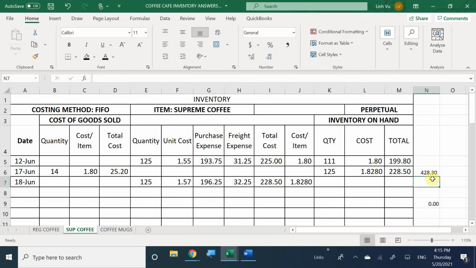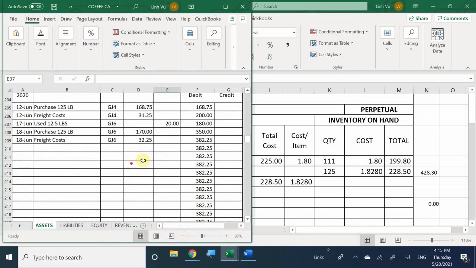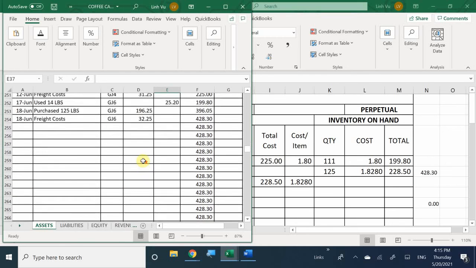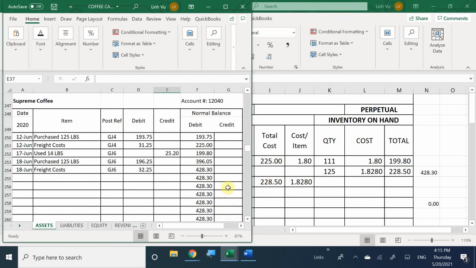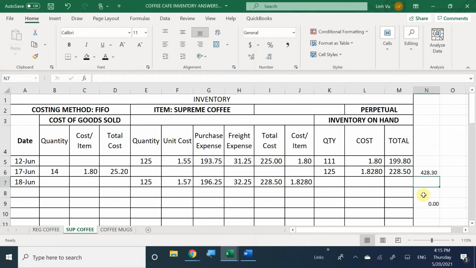So here, I'm just adding up the totals. So I have a total of $428.30. And guess what? That is exactly what I have in my ledger for Supreme Coffee. I have $428.30. So there we have it. We completed the ledger. Now there's one more thing that we have to do.